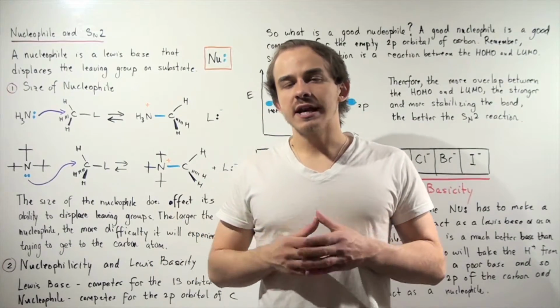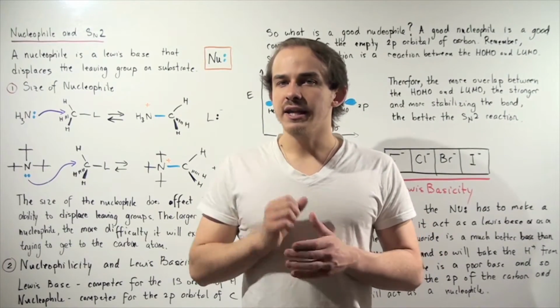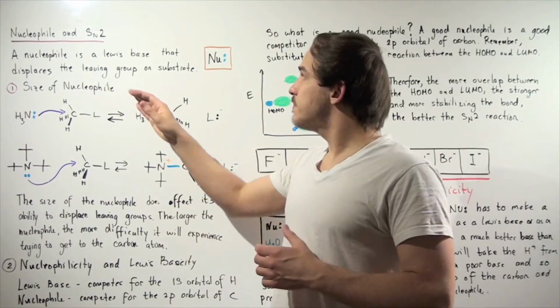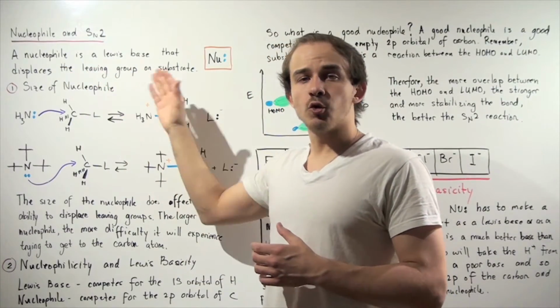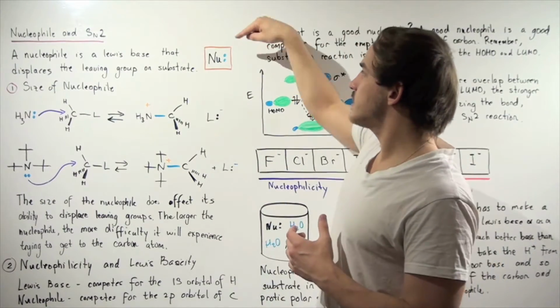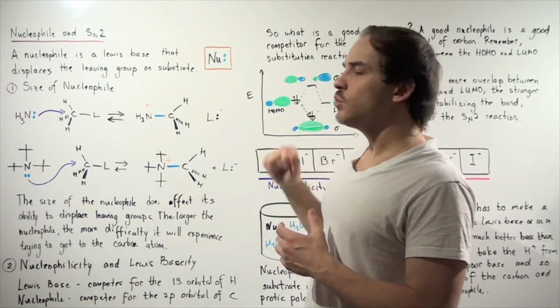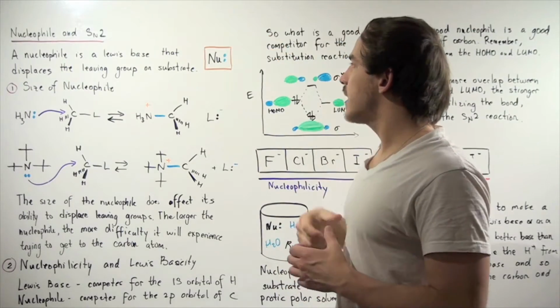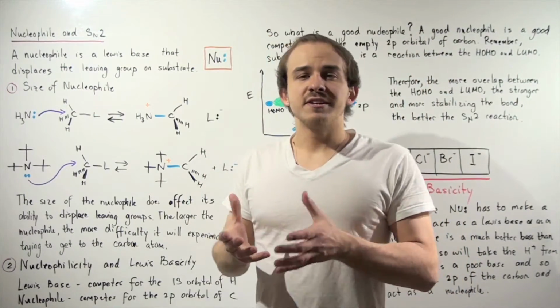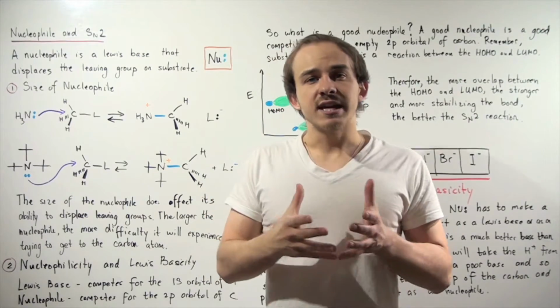So in an earlier lecture, we defined a nucleophile in the following way. We said a nucleophile is a Lewis base that displaces the leaving group on the substrate. And we said the general form of a nucleophile is simply Nu, which stands for nucleophile, and our pair of electrons.